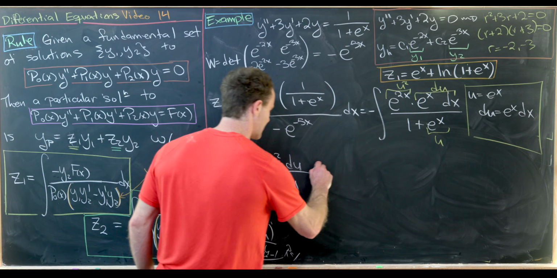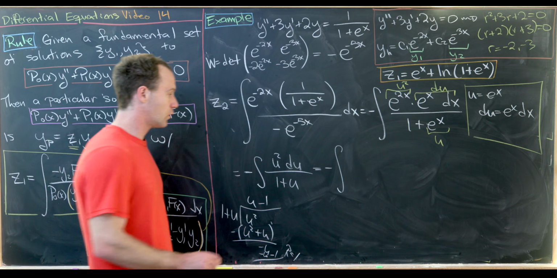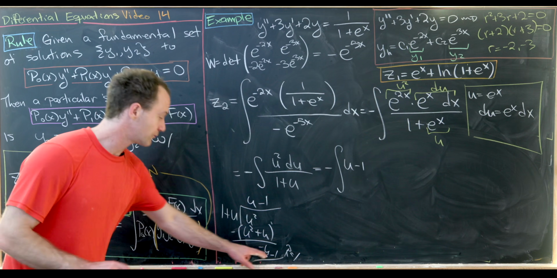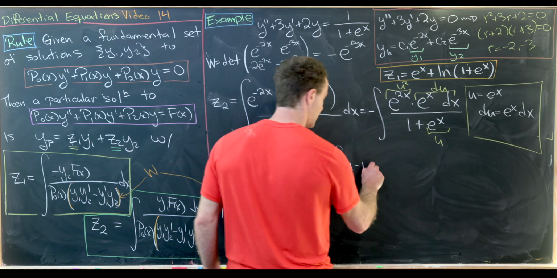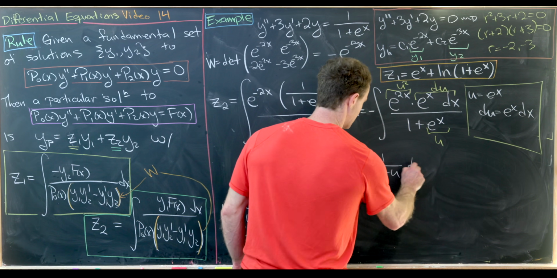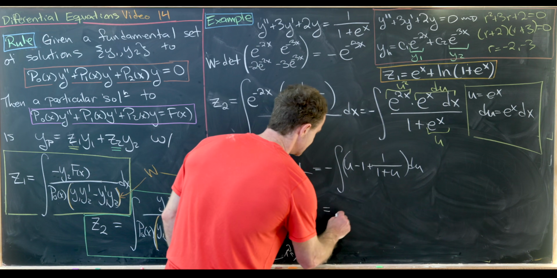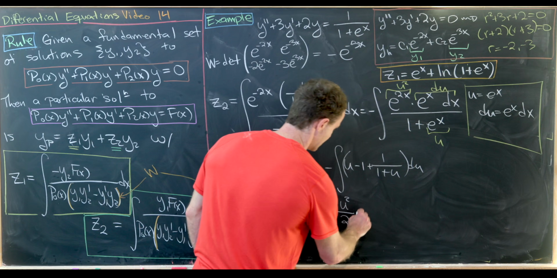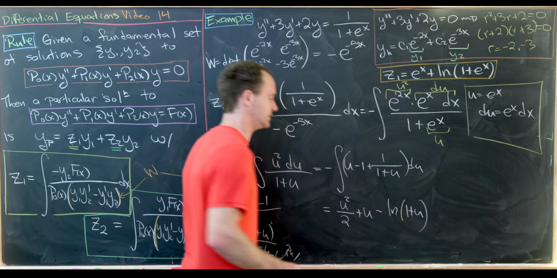Okay, so what all that means is that we can write this as negative, and then we'll have this quotient, which is, like I said, u minus 1, and then plus the remainder over the divisor. And so that'll be plus 1 over 1 plus u, and then we'll have du. Now we can take this antiderivative fairly easily. That'll give us u squared over 2. And then we'll have plus u, and then we'll have minus the natural log of 1 plus u.